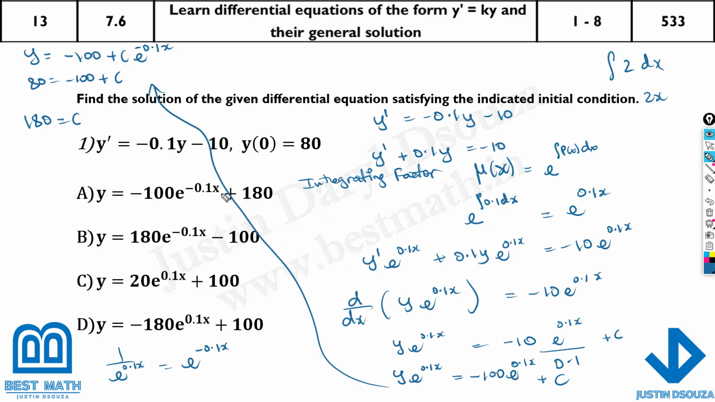And what is the y value? See over here we have it, right? This is the answer. y is equal to minus 100 plus c, which is 180, e to the power minus 0.1x. Let's see, where is this? It's option B, isn't it? Why? Because they have written this first, 180 e to the power minus 0.1x minus 100. So that is the correct answer, option B.